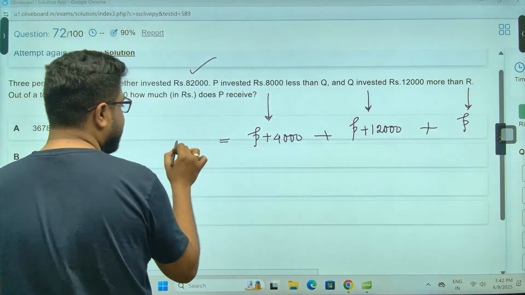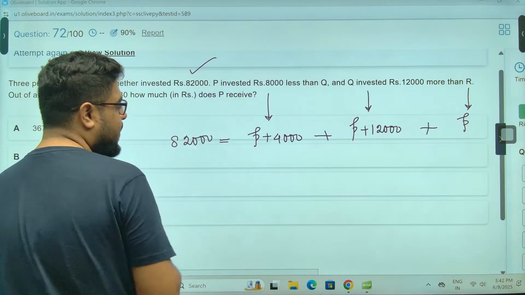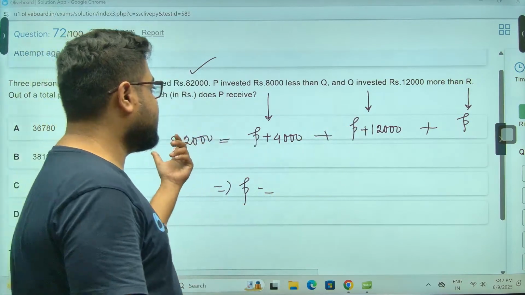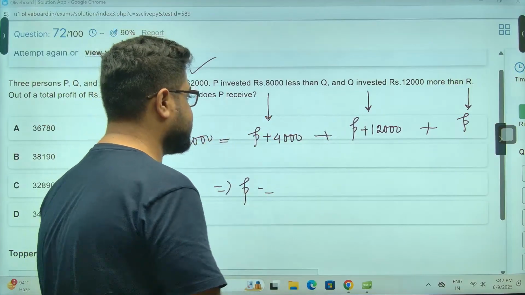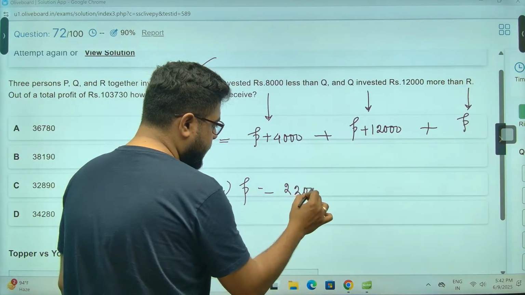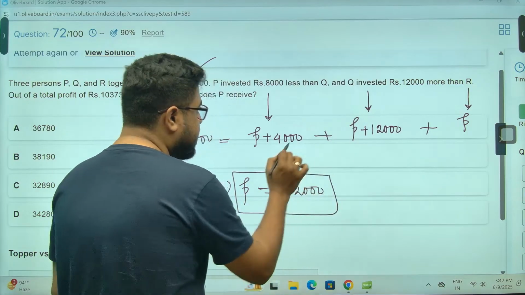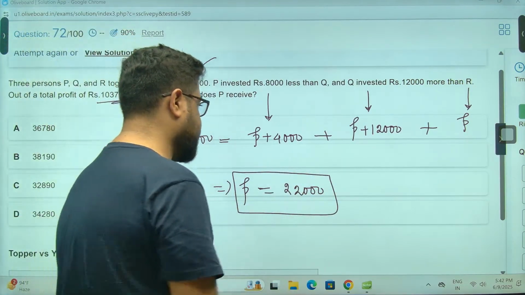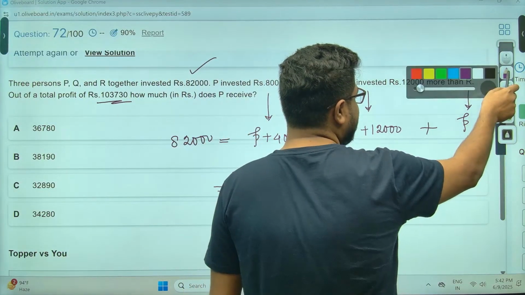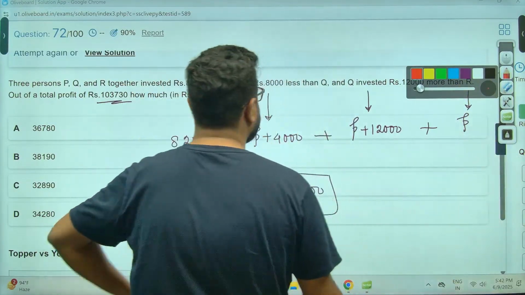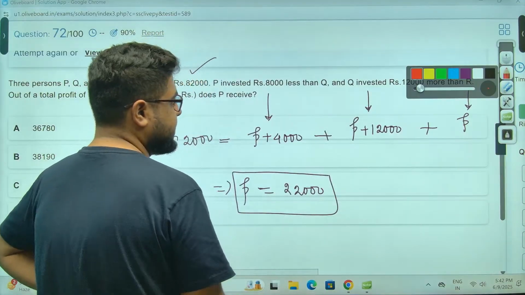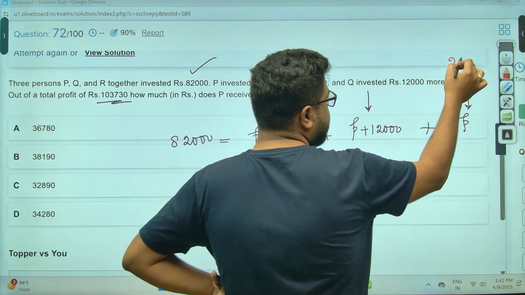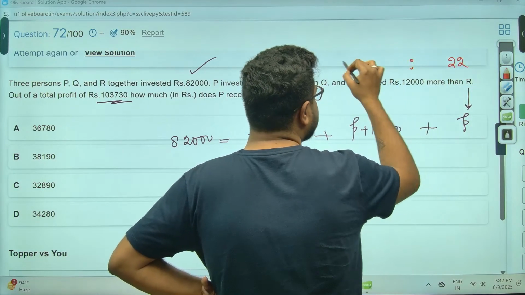Total is given to you as 82,000, sir. Correct? P will directly be 3P. Subtract 16, 12, 12 gone, 70, 66, 22,000. That is the P value. Now, total profit is this. How much? I need the ratio, because it is a division matter, sir. So P will be how much? P is 22. I'm not writing thousands because I have to take the ratio anyway.